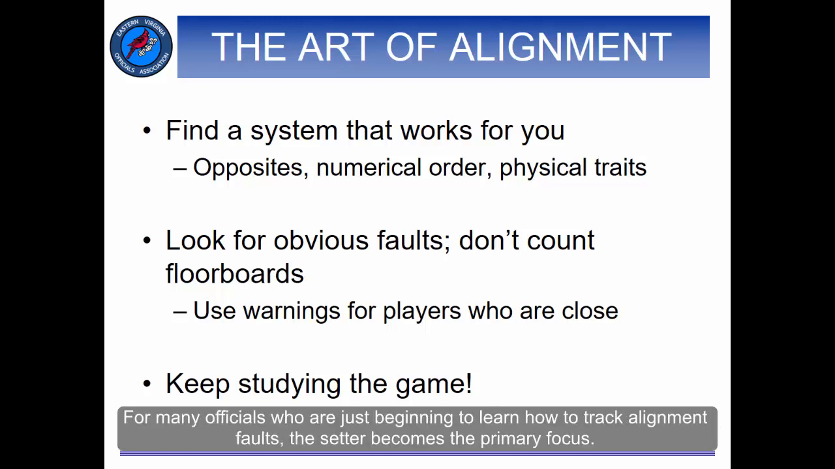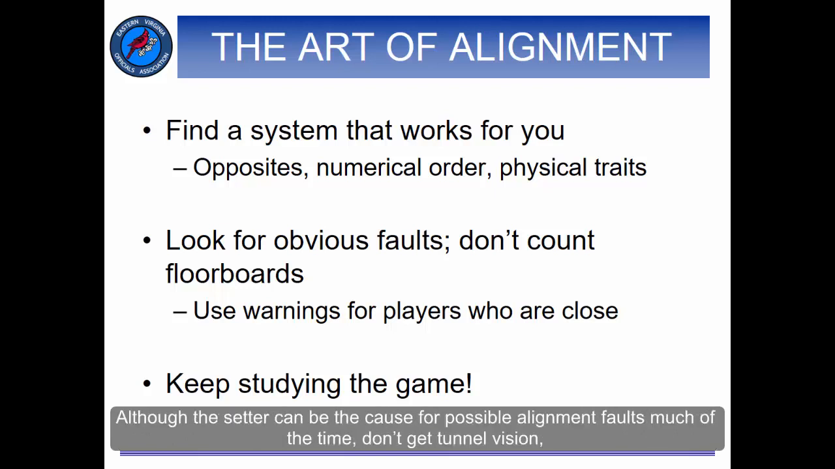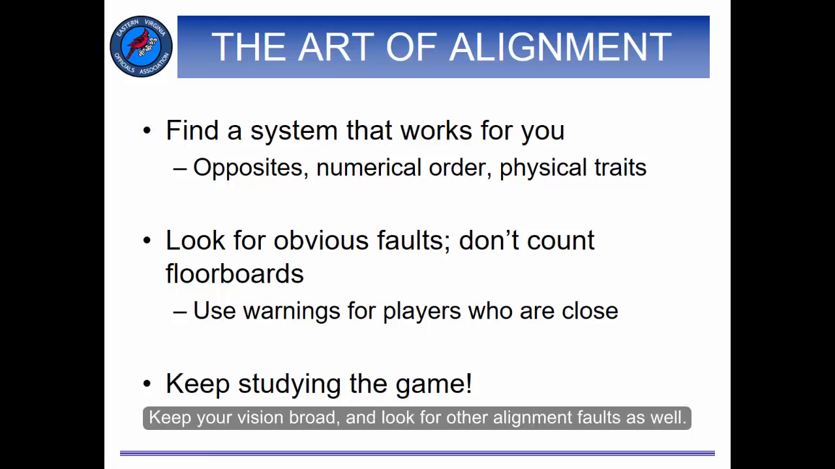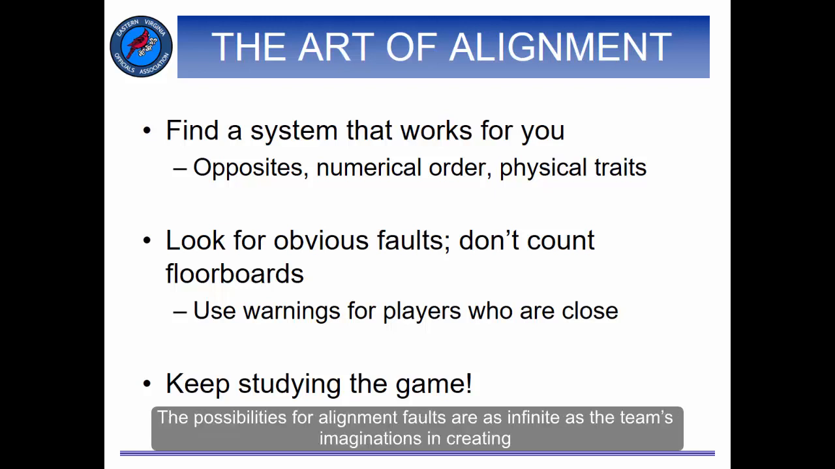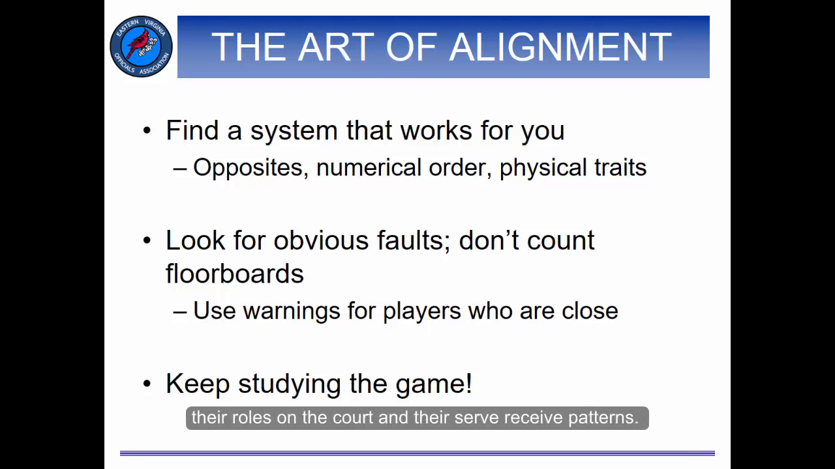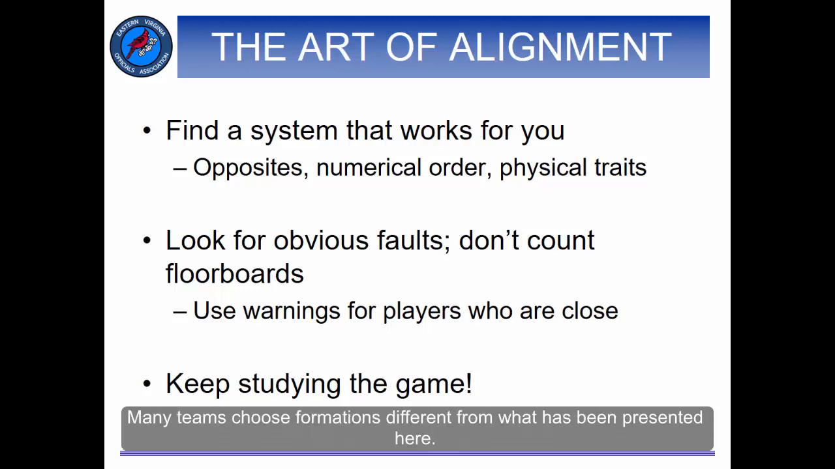For many officials who are just beginning to learn how to track alignment faults, the setter becomes the primary focus. Although the setter can be the cause for possible alignment faults much of the time, don't get tunnel vision and don't only focus on whether the setter is moving before the contact for service. Keep your vision broad and look for other alignment faults as well. The possibilities for alignment faults are as infinite as the team's imaginations in creating their roles on the court and their serve-receive patterns. Many teams choose formations different from what has been presented here. The best way to identify alignment faults is to keep watching matches and studying the game.